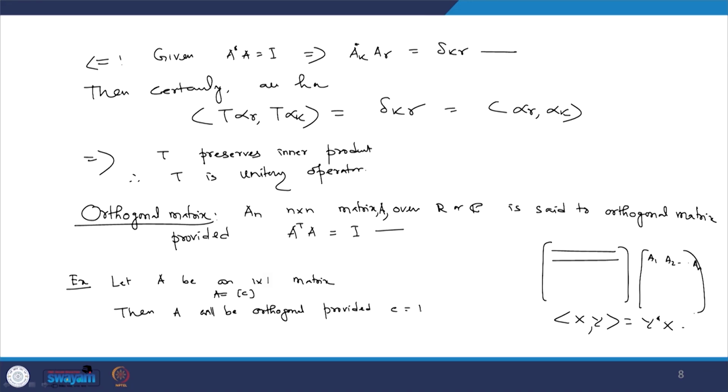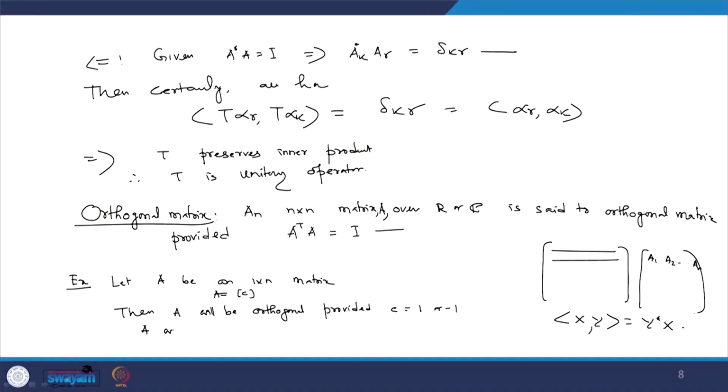C equal to 1 or minus 1, because if C equal to 1, then the transpose will be also the same, and so 1 into 1 equal to 1, that is the 1 cross 1 identity matrix. Similarly, if C equal to minus 1, then minus 1 into minus 1 equal to plus 1. So, if you consider a 1 cross 1 matrix A written like C, then A will be orthogonal provided C equal to 1 or C equal to minus 1.